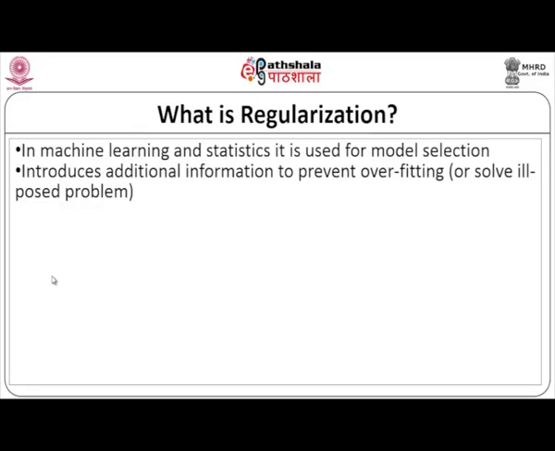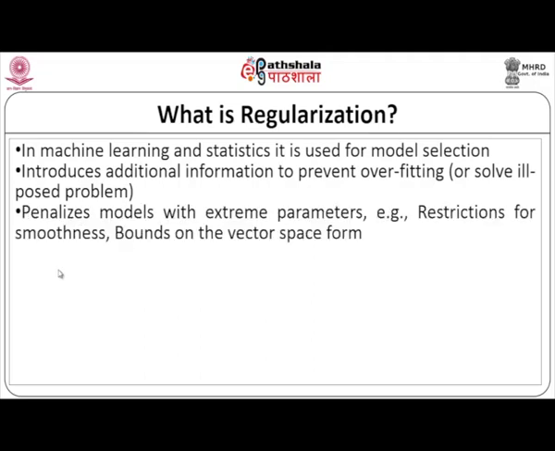So, what is regularization? In machine learning and statistics, it is usually used for model selection. It introduces additional parameters or additional information to prevent overfitting or to solve an ill-posed problem. We had this issue already when we spoke about support vector machines in the previous modules, where we spoke about introducing a slack variable to take care of this problem. We did not want underfitting, we did not want overfitting. You must avoid overfitting, because if you do exact overfitting, no learning happens. So, you introduce additional information to avoid overfitting.